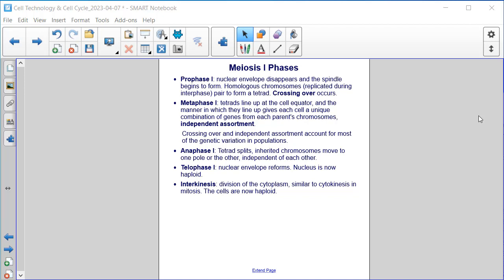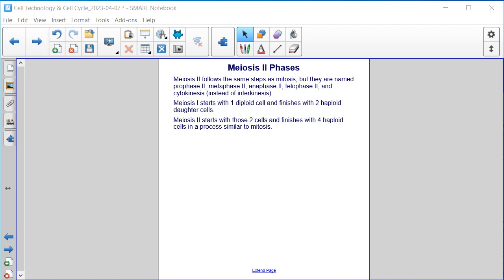Interkinesis is the division of the cytoplasm, similar to cytokinesis in mitosis. The cells are now haploid. Meiosis II phases. Meiosis II follows the same steps as mitosis, but they are named prophase II, metaphase II, anaphase II, telophase II, and cytokinesis instead of interkinesis. Meiosis I starts with 1 diploid cell and finishes with 2 haploid daughter cells. Meiosis II starts with those 2 cells and finishes with 4 haploid cells in a process similar to mitosis.